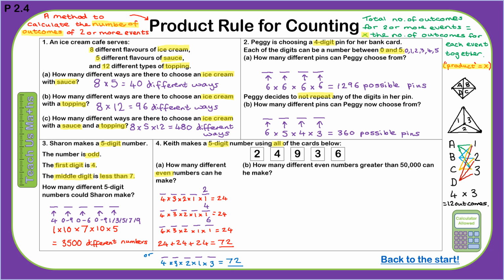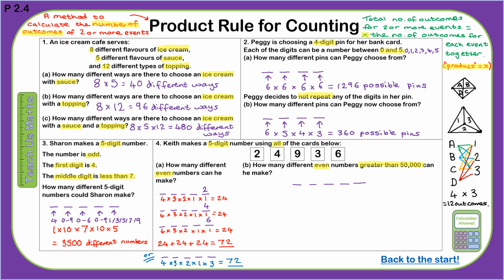Let's now have a look at the final question, part B. How many different even numbers greater than 50,000 can he make? So let's consider all of our options here then. So 5 dashes to represent the 5 digits. The 5-digit number has got to be greater than 50,000, and it's got to be even. So let's think about all of our options here.